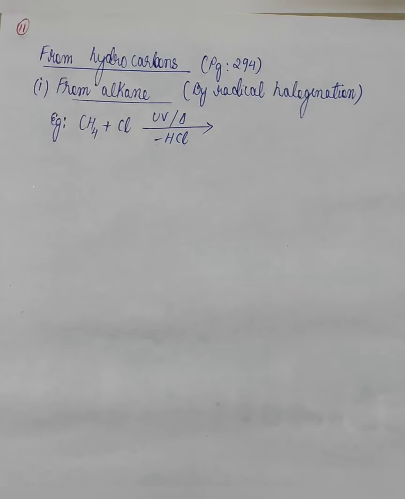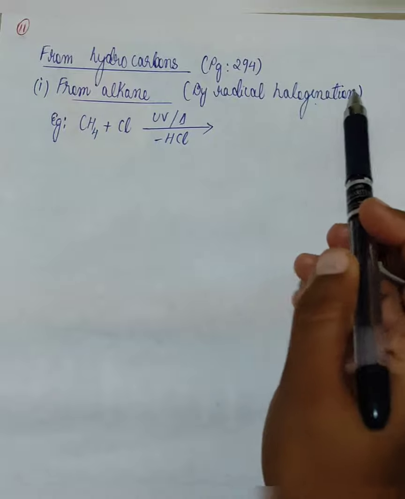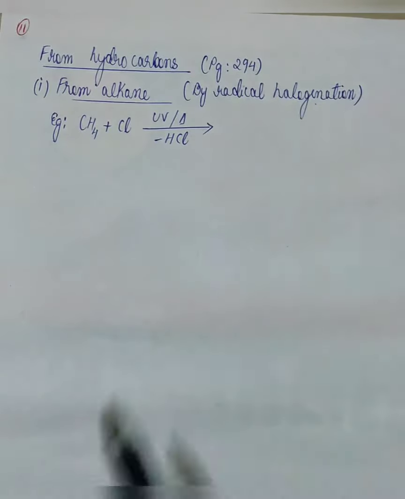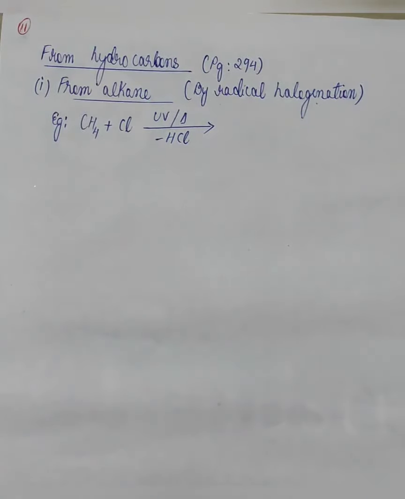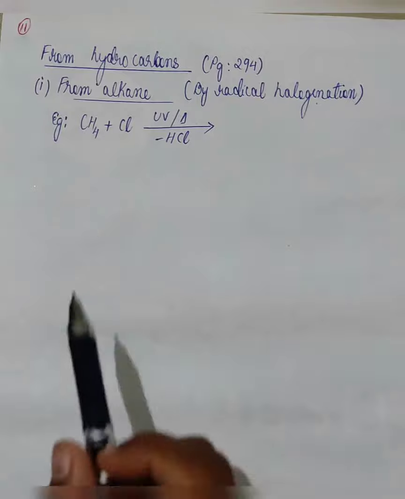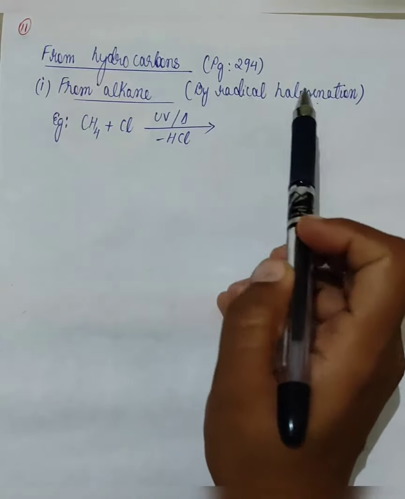Now from hydrocarbon, it can be from alkane and from alkene. In your notes, directly it is given by radical halogenation. But this radical halogenation, you will be able to see only in their mechanism. Now this step is also not given in your notes, so please write it down. Now here, this is also known as by free radical halogenation.